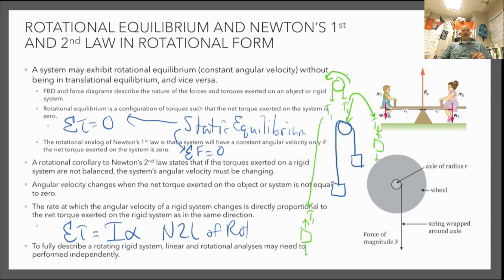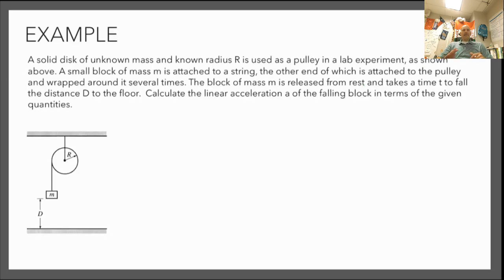All right, so let's look at an example problem. We have a solid disk of unknown mass and known radius r used as a pulley in a lab experiment as shown above, it's actually below. A small block of mass m is attached to a string, the other end of which is attached to the pulley and wrapped around it several times.